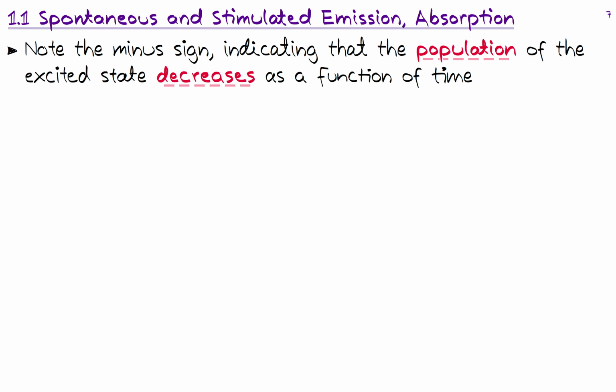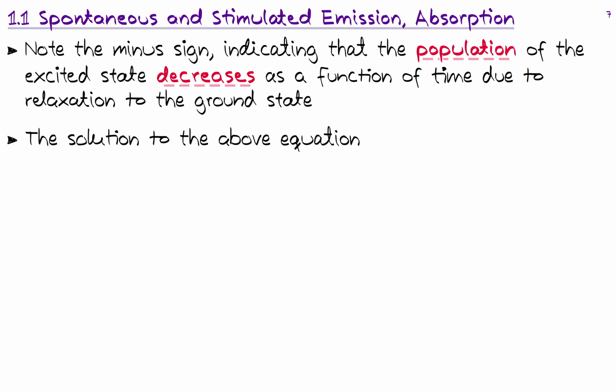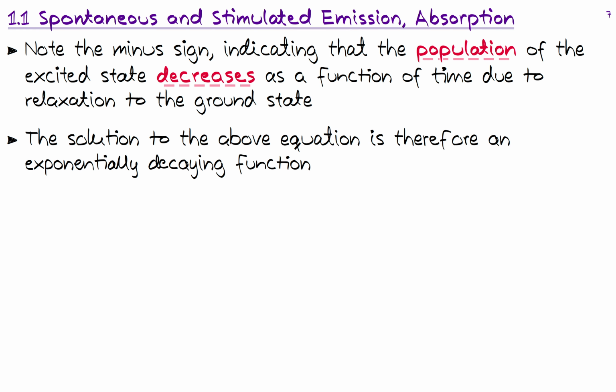Please note in the previous differential equation that we do have a minus sign. Of course this means that the population of the excited state decreases as a function of time. That's why we have the minus sign there. So physically what happens is that we have relaxation of the excited state into the ground state. I won't go into the details of how to solve that kind of differential equation. This is already done in high school when we look at radioactivity and radioactive decay of materials. The solution is an exponentially decaying function of this form.